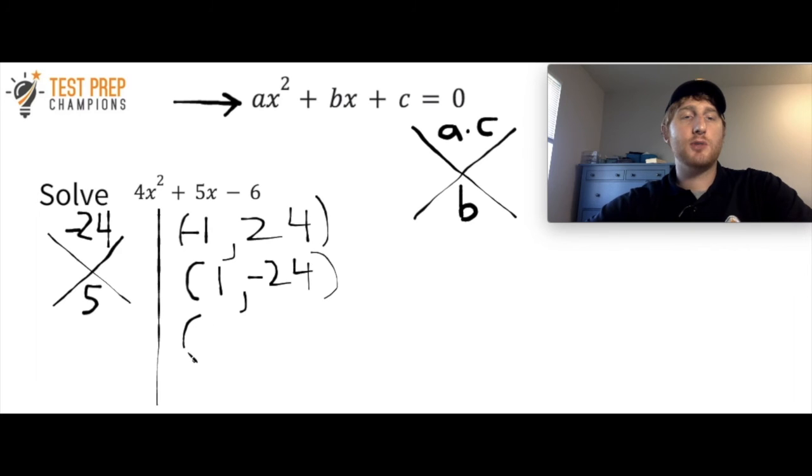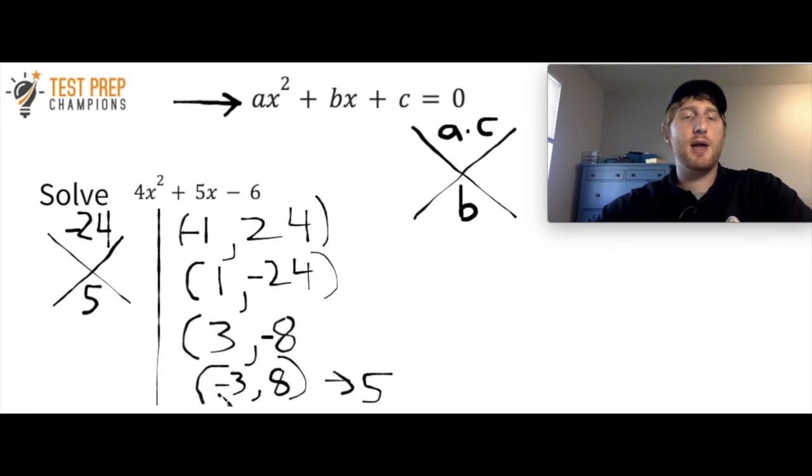Now, what else multiplies together to be 24? Well, what about 3 and 8? And since it's negative 24, there's two different options here. We have 3 and negative 8, and negative 3 and 8. So right off the bat here, what I can see is that negative 3 plus 8 is going to give me positive 5.